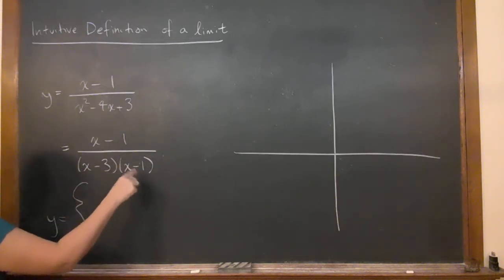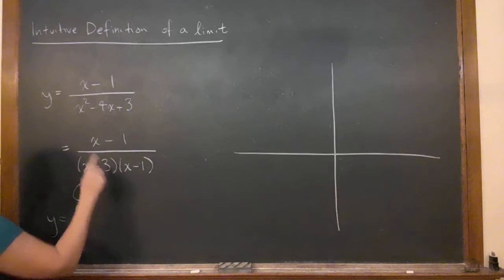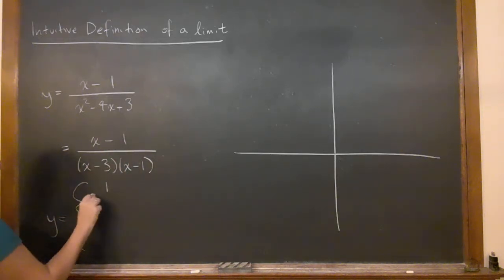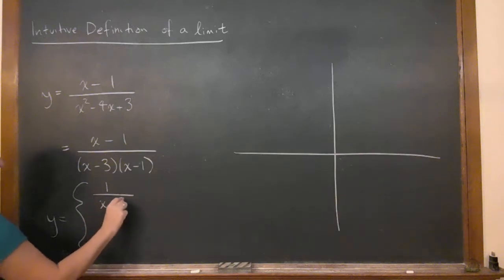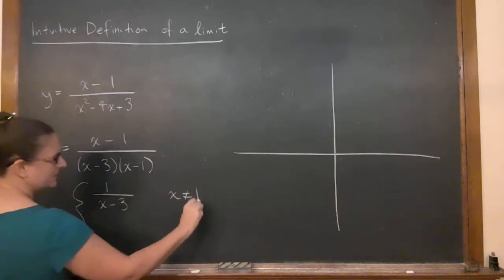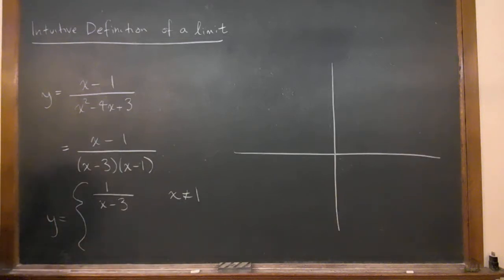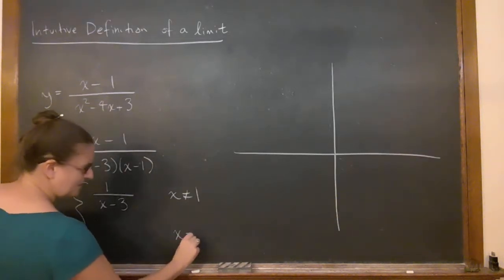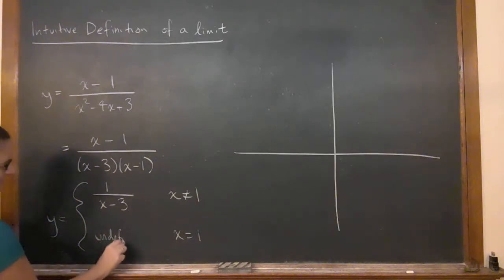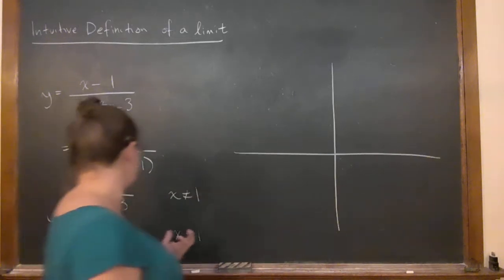So really, what this function looks like is like this. As long as I'm not at x equals 1, I can cancel these things out because it's always going to be the same number. So the function looks like 1 over x minus 3 for everything that's not 1. And then at x equals 1, I don't know what it is, so I have to write undefined.